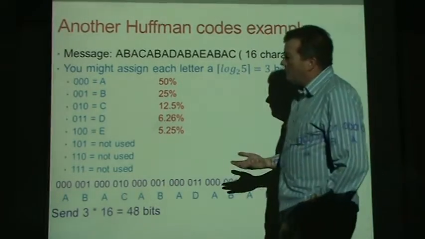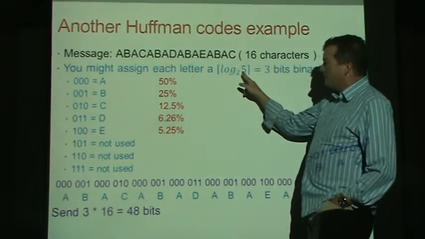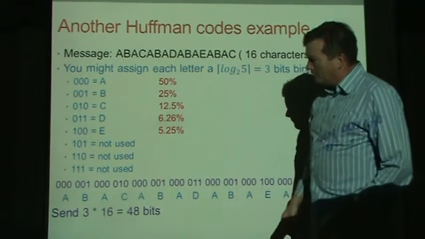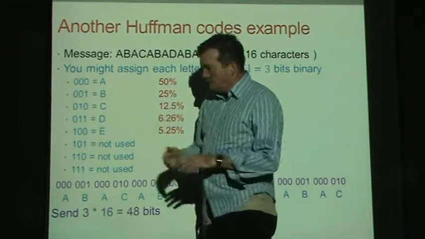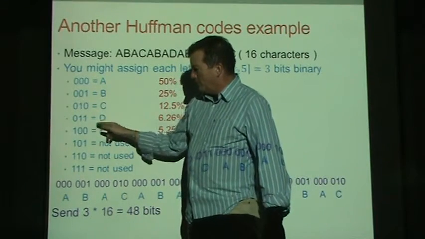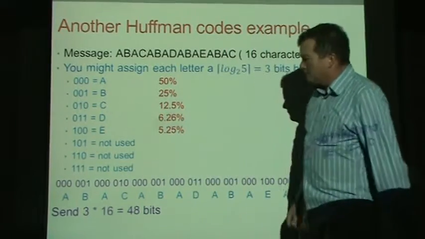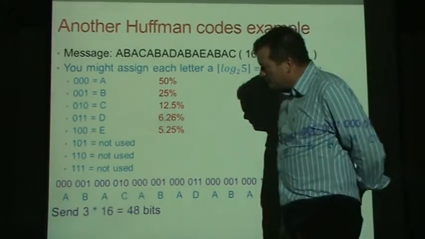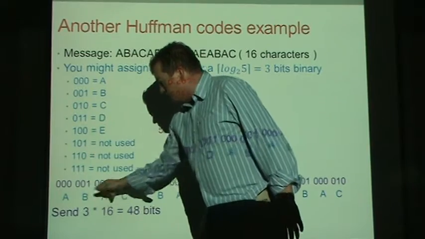Okay, so, just using bits, we could say, log base 2 of 5, we need 3 bits to uniquely identify 5 different letters. So we could say 000 is A, 001 is B, 010 is C, 011 is D, 100 is E, and then the next 3 are just not used. With 3 bits we're allowed 8 letters, but 3 of them are not used.